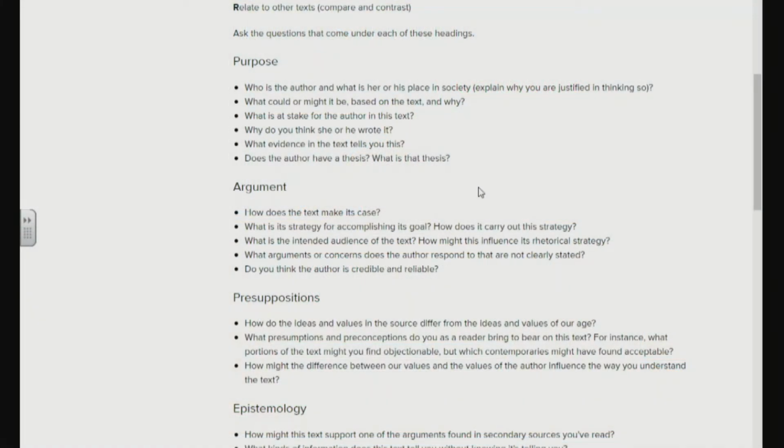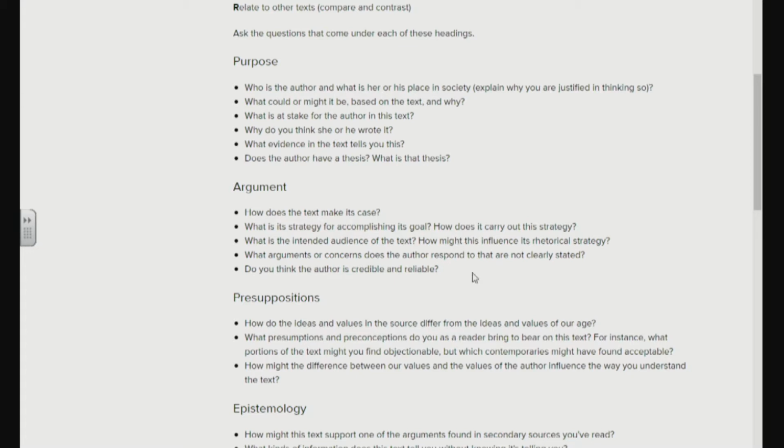The next thing you want to look at here is this idea of argument. What is the argument? And the question is, how does the text make its case? What is the argument it's giving, and how does it do that? So you want to find out the organization and the writing strategy of the author. What is the strategy for accomplishing the goal? What is the intended audience? Who is this author writing for? And how might that have changed the rhetorical strategy? When you write for one group of people, you write differently than you would for a different group of people.